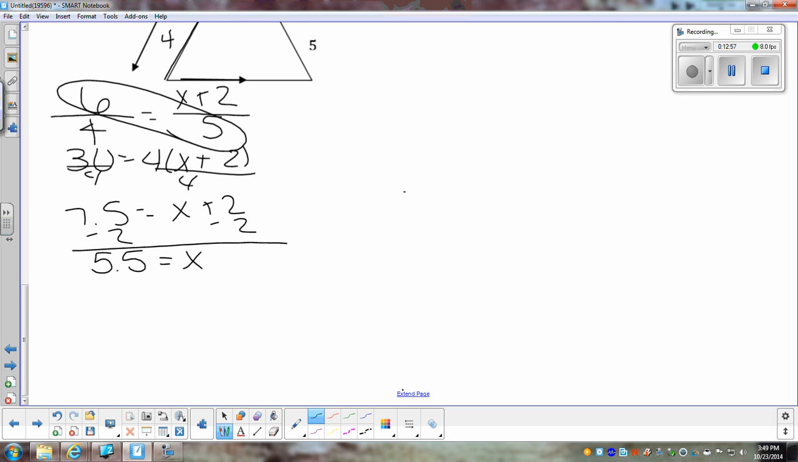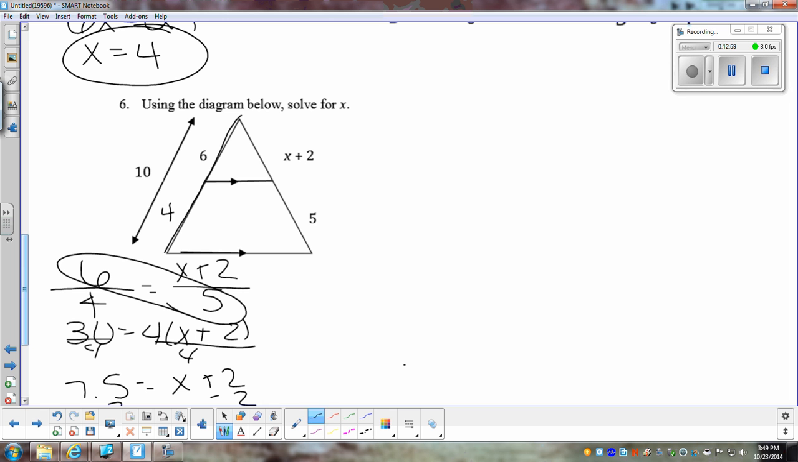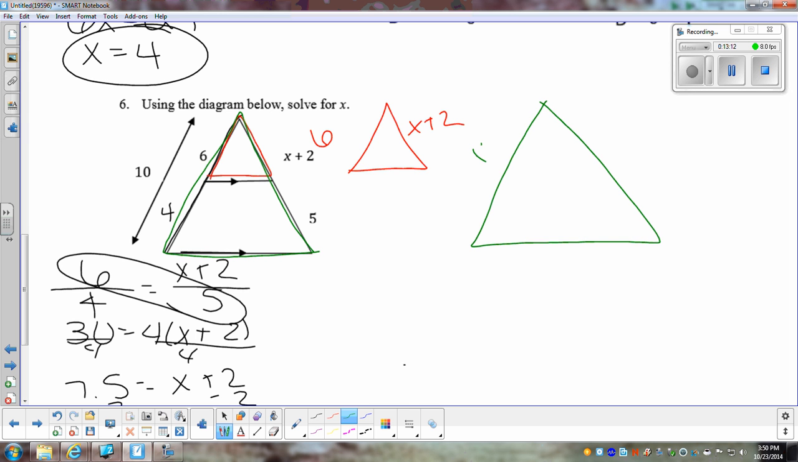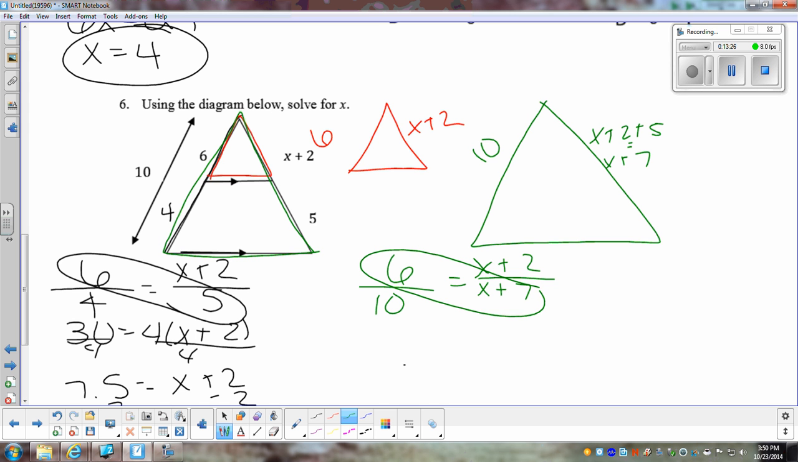There's one method. I also can look at my two separate triangles. So I have this piece here, 6x plus 2. And I can look at this piece right here, 10. And this is x plus 2 plus 5, which is equal to x plus 7. So then I would know that 6 over 10 equals x plus 2 over x plus 7. Cross multiply. 6 times x plus 7 equals 10 times x plus 2.